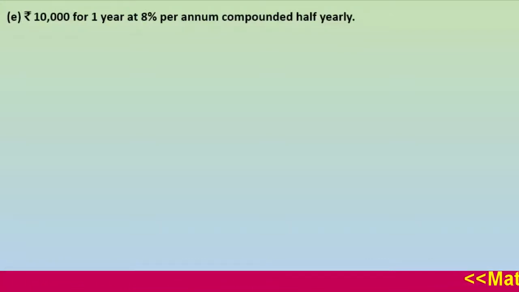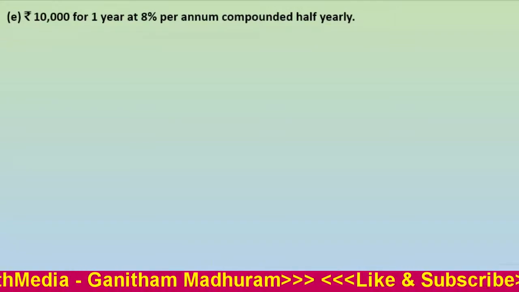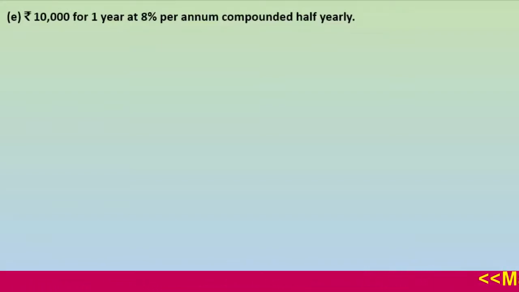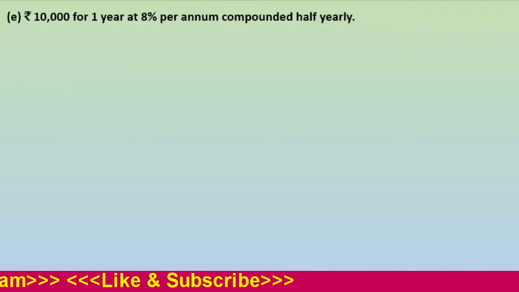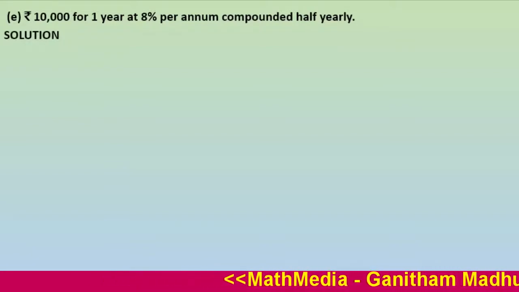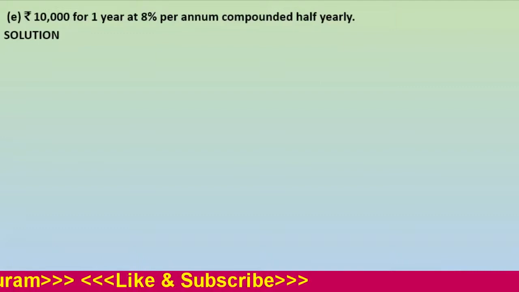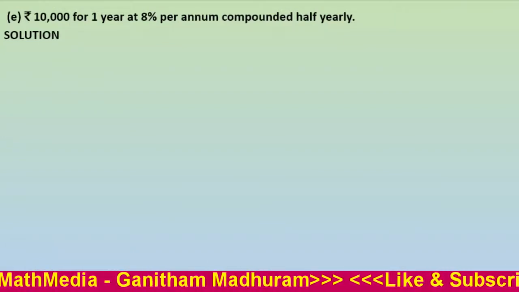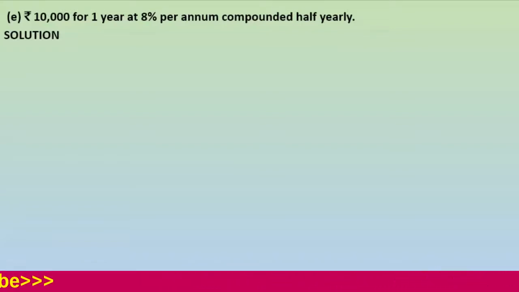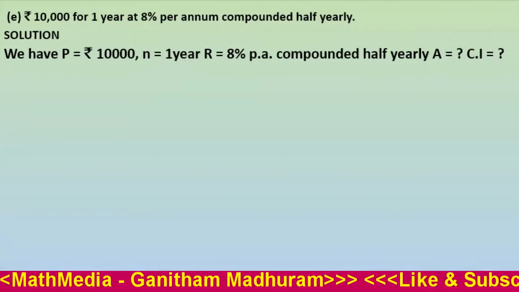Calculate the compound amount and compound interest. So what is our first step? Yes, we have to write what is given in the question. What is given in the question? Rupees 10,000 for 1 year means principal P equal to rupees 10,000 and time period N equal to 1 year and rate of interest R equal to 8% per annum compounded half yearly. And we have to find amount and compound interest, that we can put a question mark.